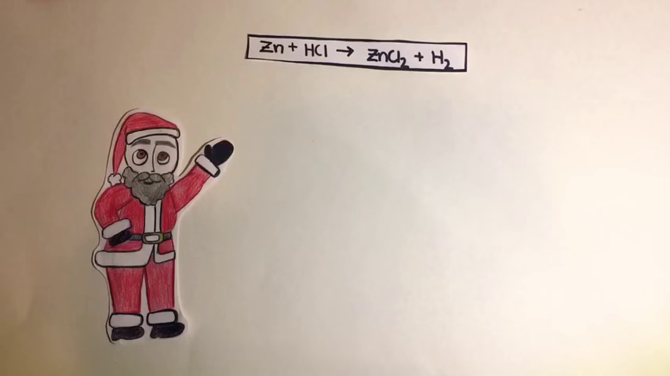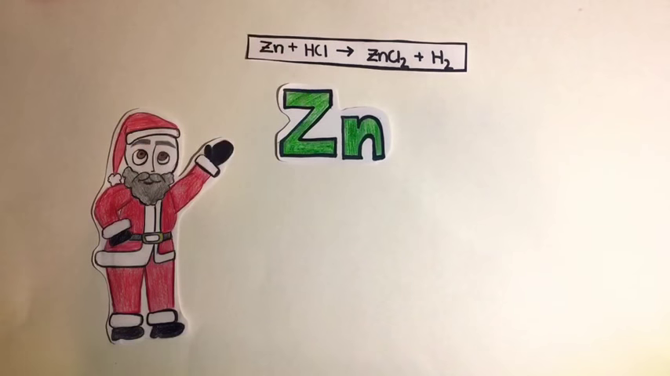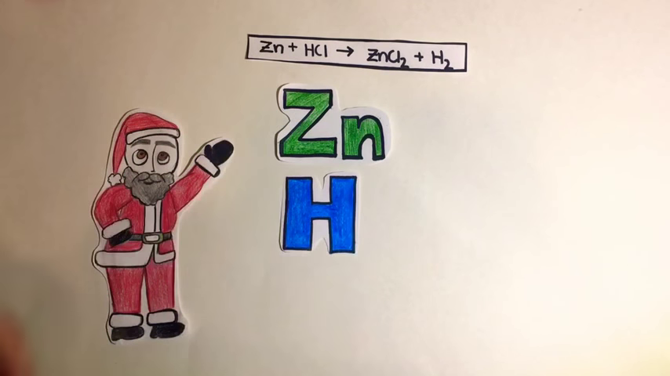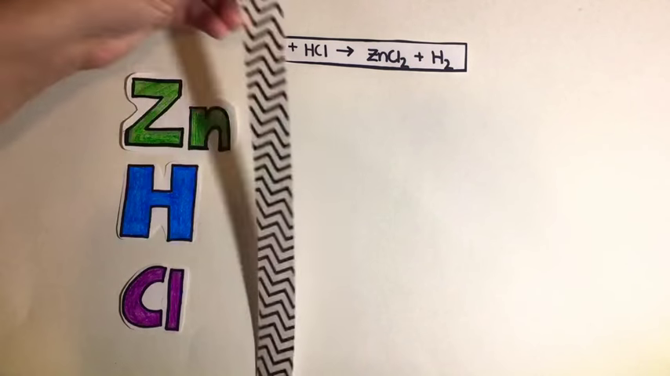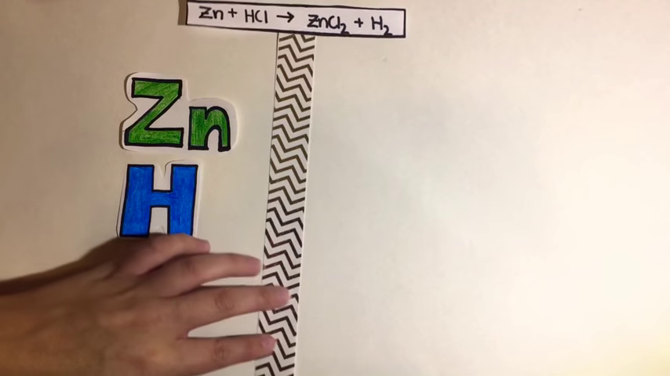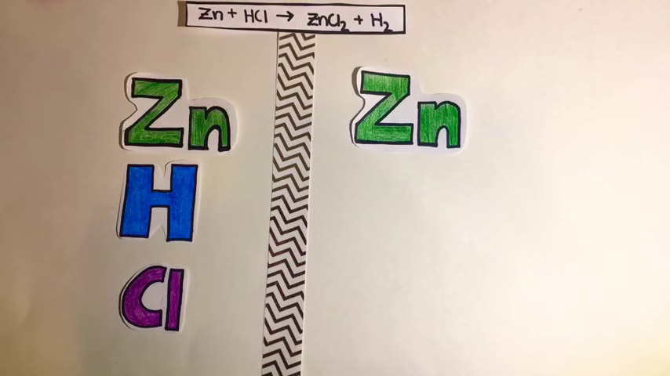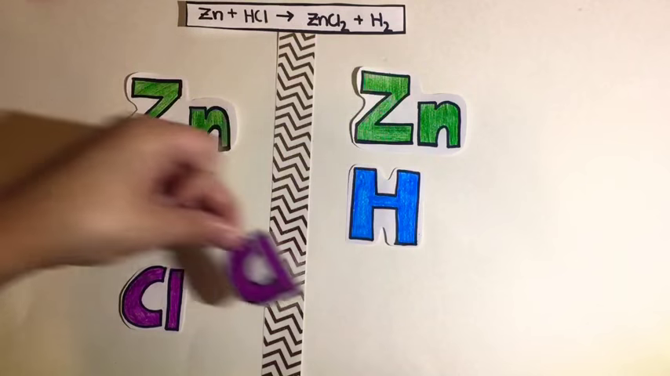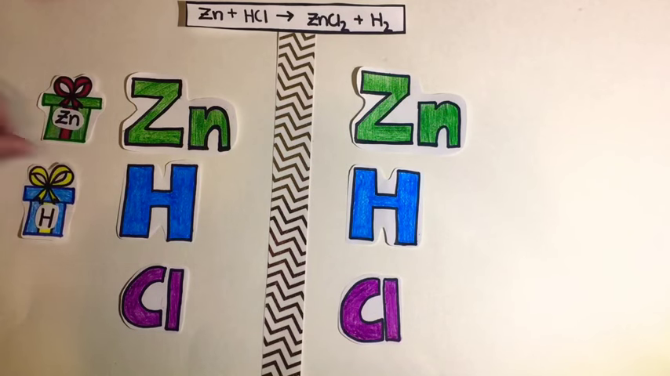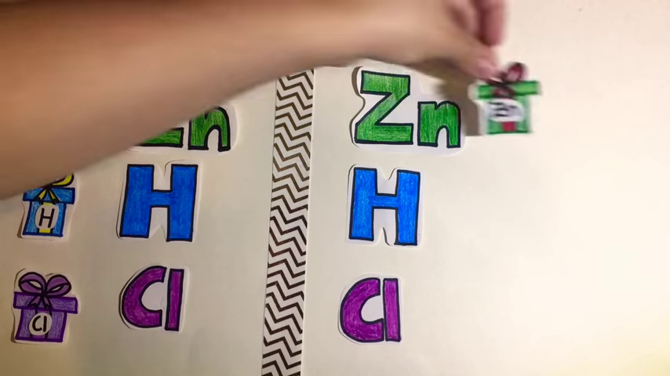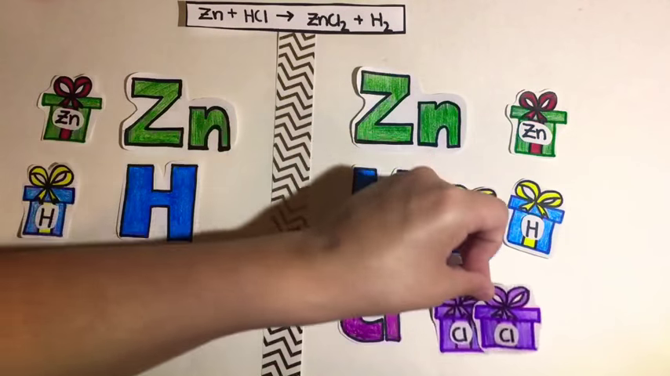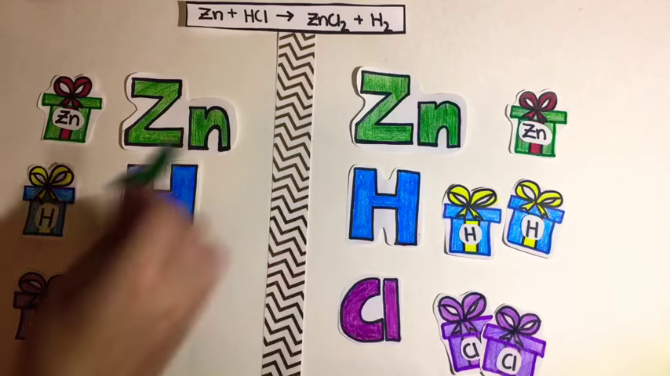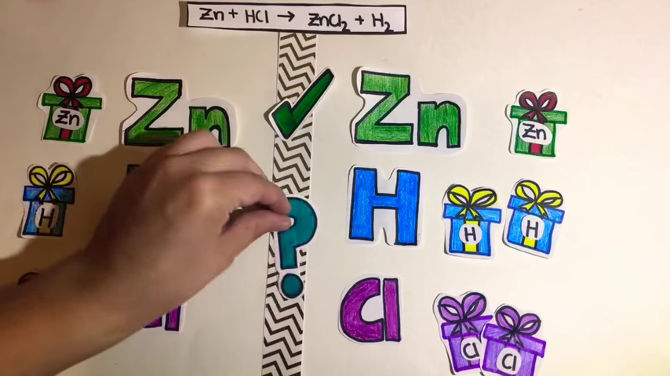Each child wanted to know which way was the correct way to balance an equation. Santa said you must first get your elements, zinc, hydrogen, and chlorine, and put them on each side of the equation, one of the reactants and one of the products. Then you must count how many are on each side. On the reactant side, there is one of each, while on the product side, there is one zinc, 2 hydrogen, and 2 chlorine. So zinc is already balanced, but how do we balance hydrogen and chlorine?